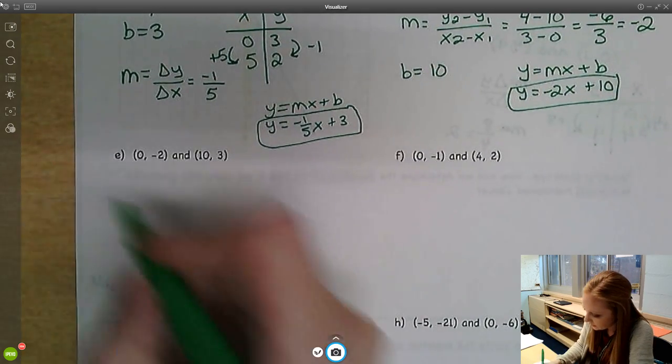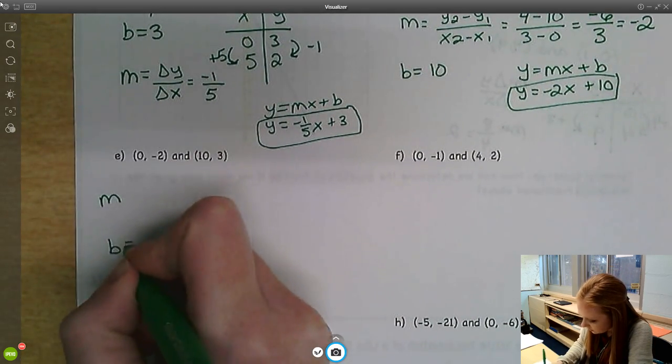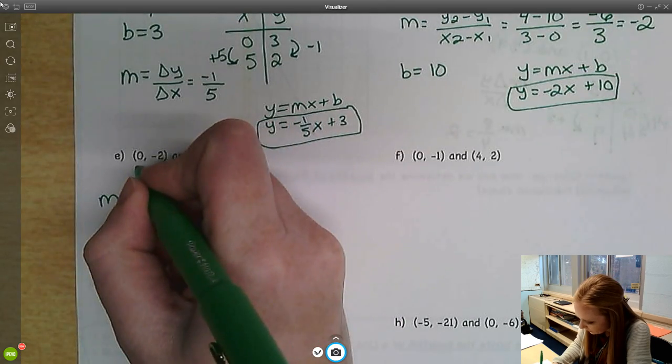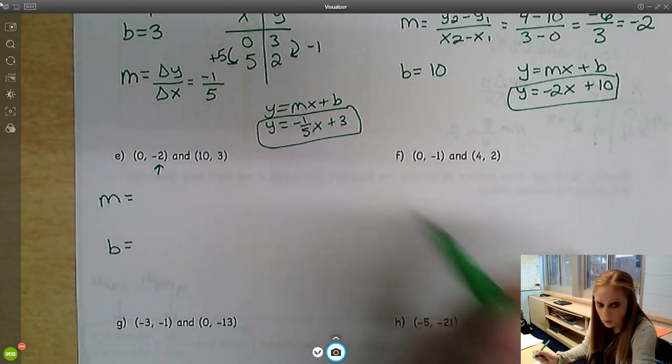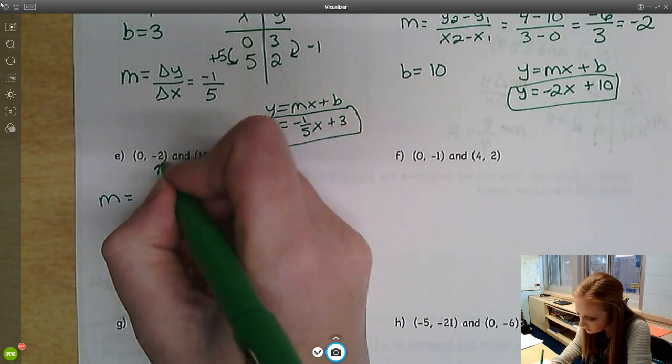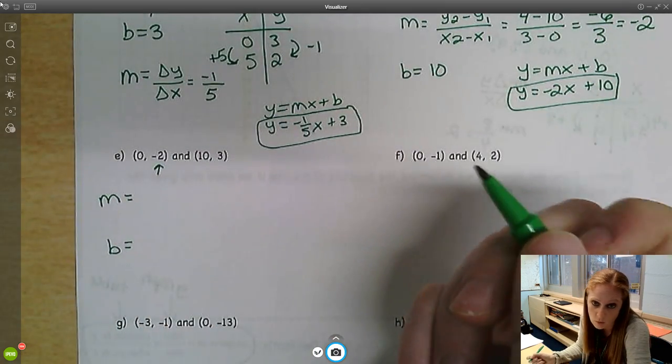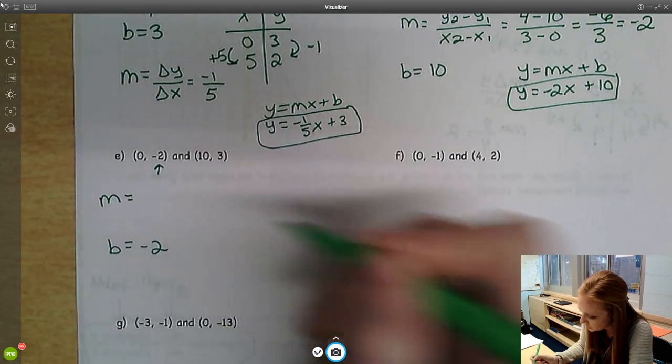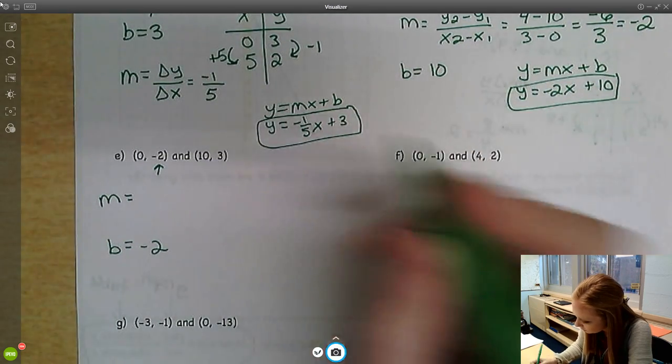Okay, let's look at E. Find the b, the y-intercept. Whenever the x is 0, whatever the y-coordinate is, that's your y-intercept. So our y-intercept is negative 2. To find our slope, let's make a table.